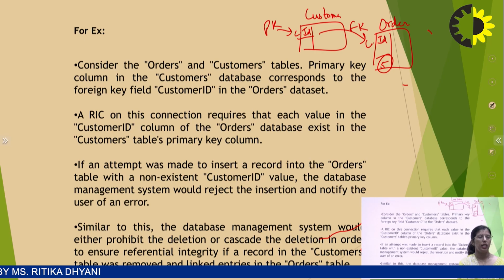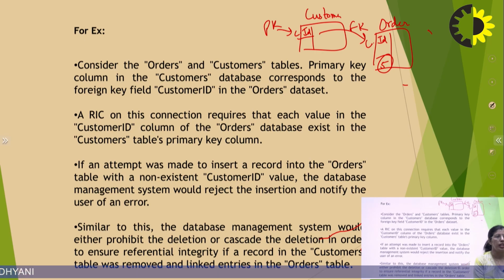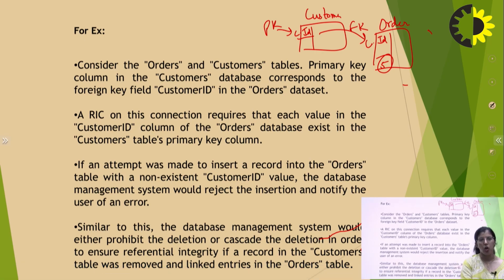Similar to this, the database management system would either prohibit the deletion or cascade the deletion in order to ensure referential integrity, if a record in the customer table was removed and linked entities exist in the order table.